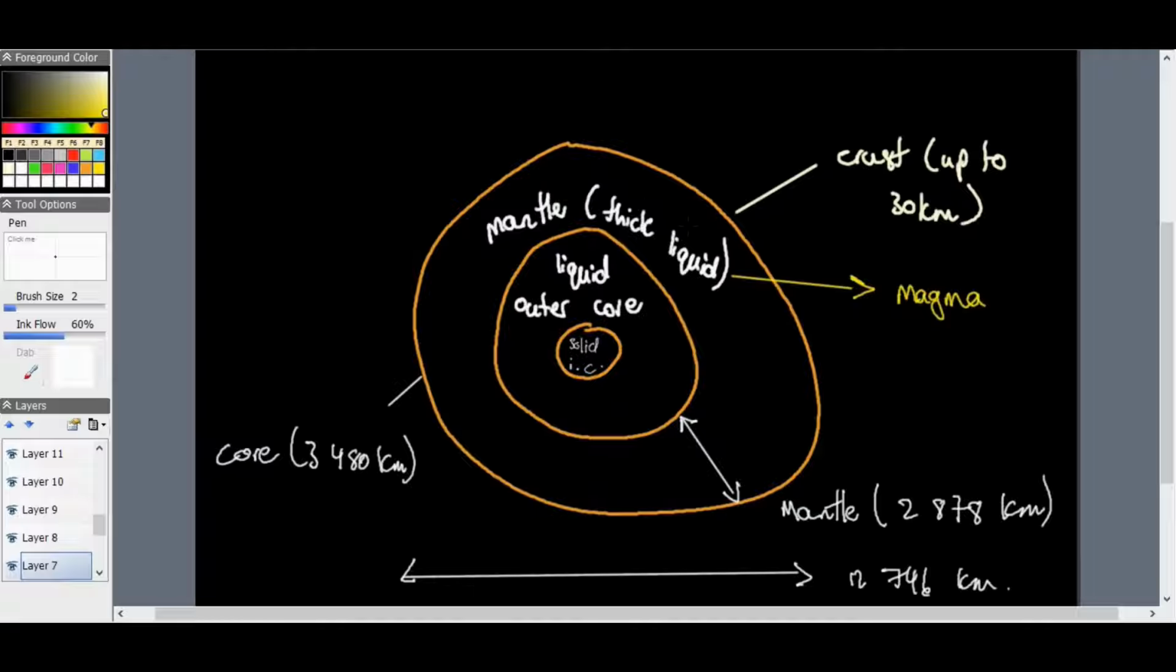Okay, now the outermost layer of the Earth is called the crust. It's cooler, and it is also solid. And like I said, it's about 30 kilometers thick, although it's a bit thicker underneath the continents than it is under the ocean. So on land, the crust is a bit thicker than the crust on the ocean. On the ocean floor, the crust is a little thinner.